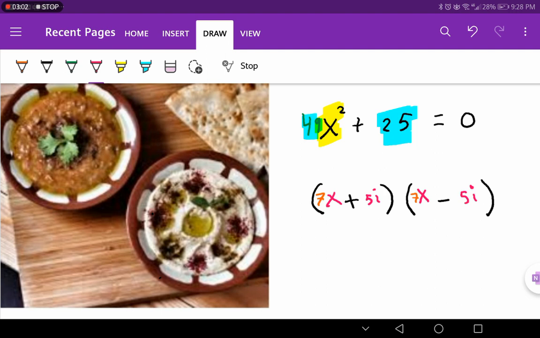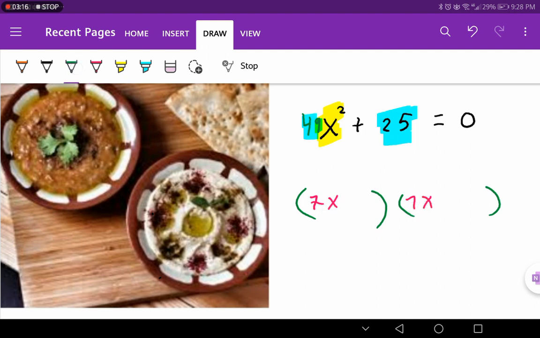Actually, I feel I made it harder for you, but the easy way, just as we learned before, is to do this and that: 7x here and 7x here, minus and plus, and at the end 5i and 5i, if this is positive. If it is negative, you just remove the i. Are you happy with that?